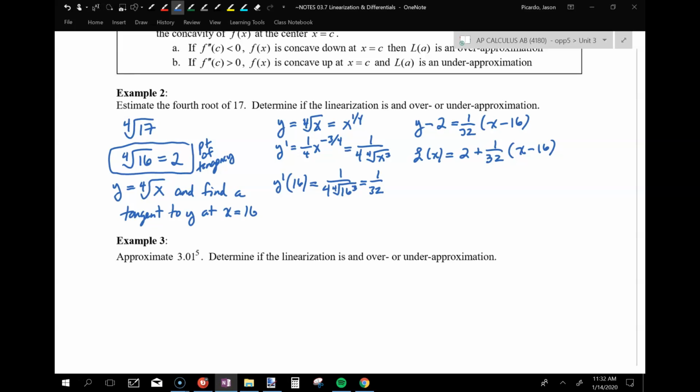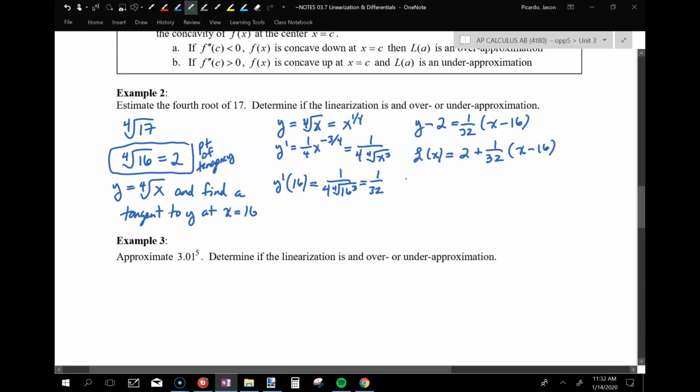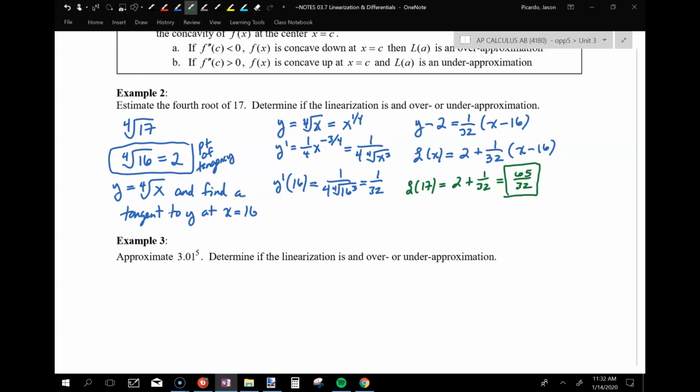So what do I want to know? I want to know the value at 17. So let's plug in 17. Oh, that's actually kind of nice. I get 65 over 32.